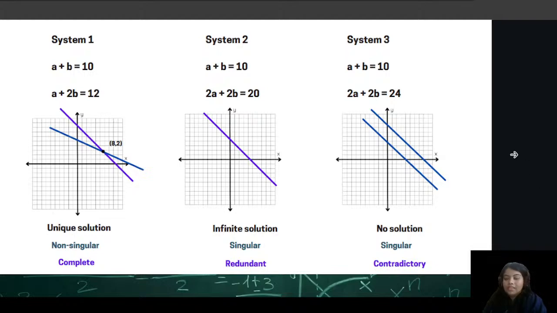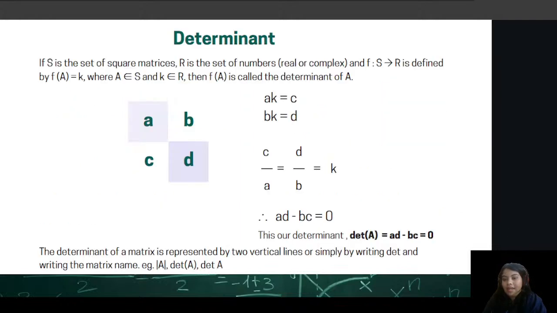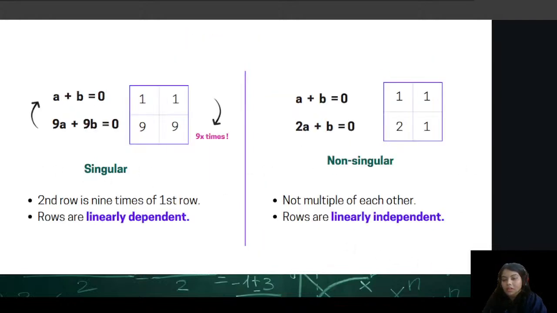So for our next topic would be the linear dependency topic. But before that, let's see if we have time or not. Let me see how long it has been.